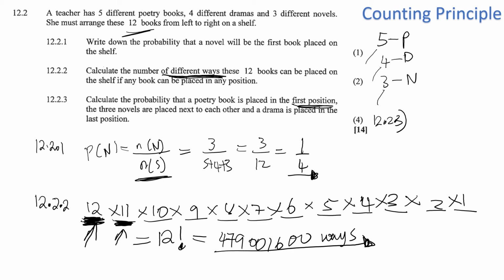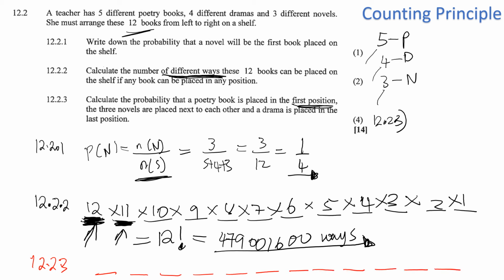Let me use a red color for this. Remember, we have 12 positions, right? 1, 2, 3, 4, 5, 6, 7, 8, 9, 10. Oops, no space here. Let me choose another side, or rather let me write 12.2.3 down. 1, 2, 3, 4, 5, 6, 7, 8, 9, 10, 11, 12.